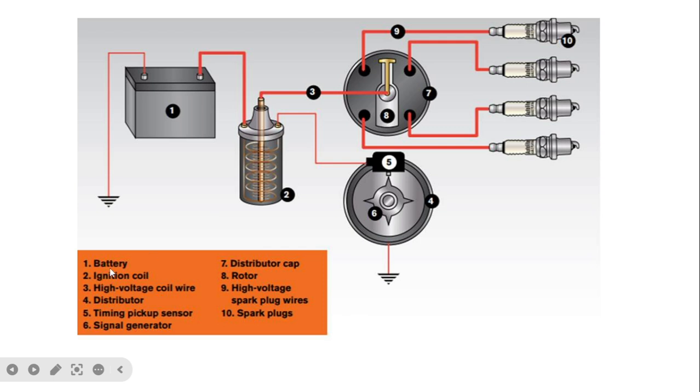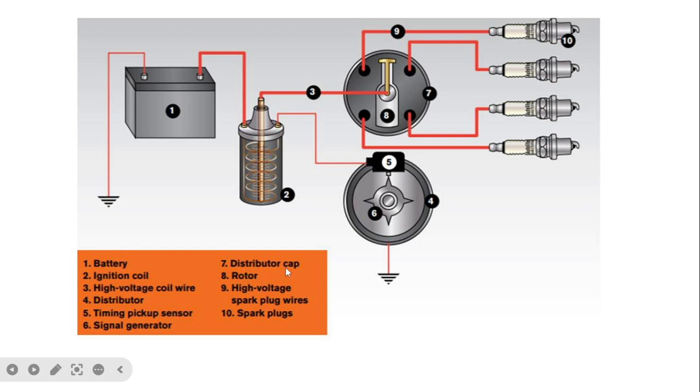Now here you can see battery, ignition coil, high voltage coil wire. At first number there is a battery, second is the ignition coil. At third number there is the high voltage coil wire. At fourth number there is a distributor, and at fifth number there is a timing pickup sensor. What is the purpose of a timing pickup sensor? To match the firing order. And 6 number is the signal generator.